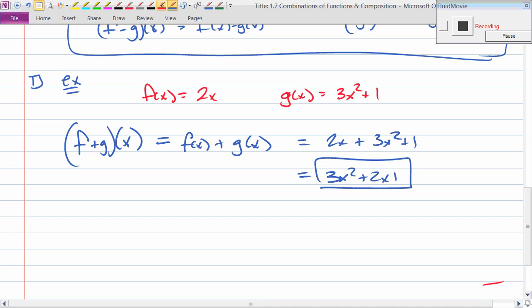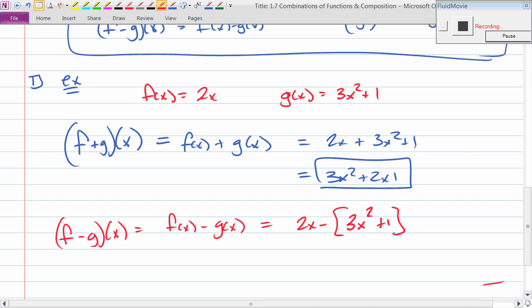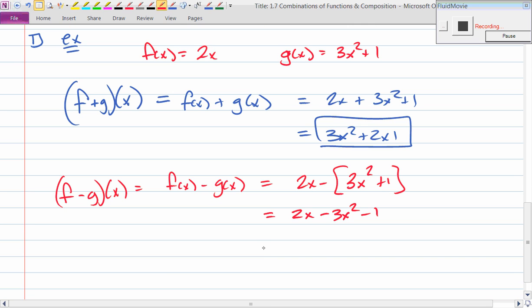All right, how is this different from this? What would f minus g of x be? Well, it would be f of x minus g of x, right? And that would be 2x minus, and notice I'm putting everything to the right-hand side of my negative sign in brackets so that you remember to distribute that, 3x squared plus 1. So that's my f of x minus g of x. When I simplify, I get 2x minus 3x squared minus 1. Cleaning it up, I get negative 3x squared plus 2x.